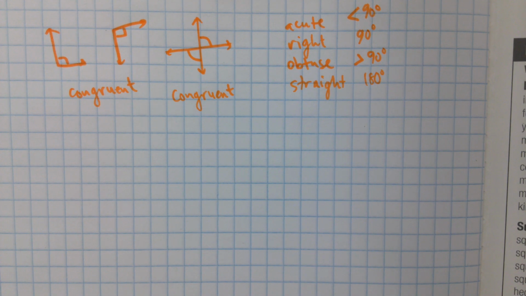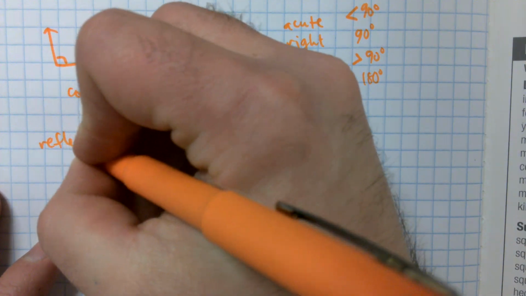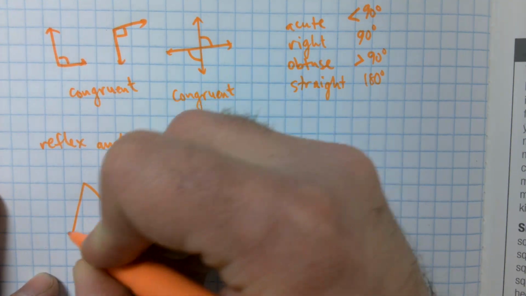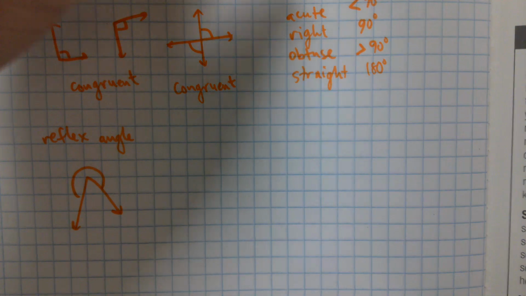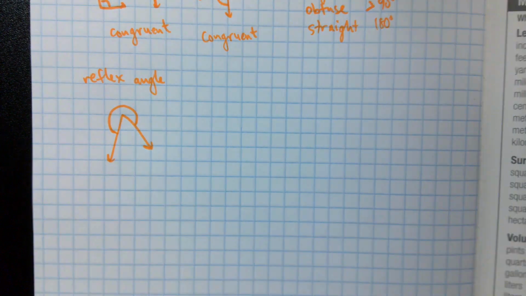Tyler? Reflex angles. Okay, what's a reflex angle, Tyler? Like more than 180 degrees. Ah, so if I have an angle like this, where I'm talking about this right there, good. We're not going to talk about that necessarily, but that's good that you remember that. That's great.